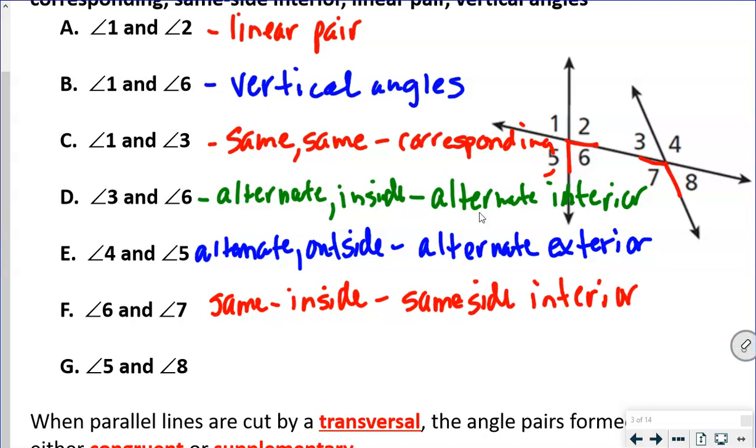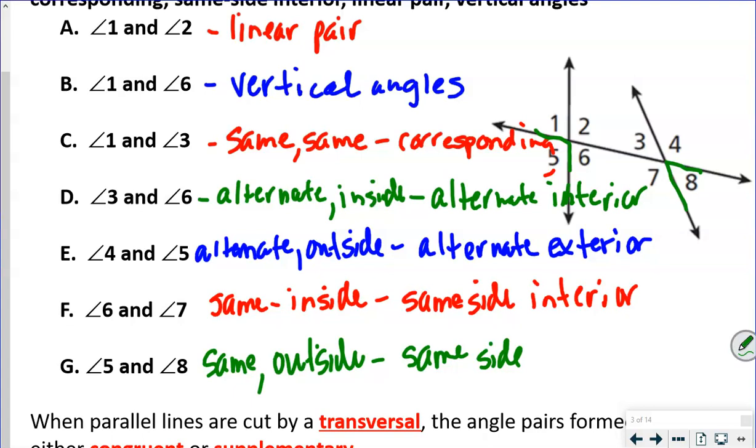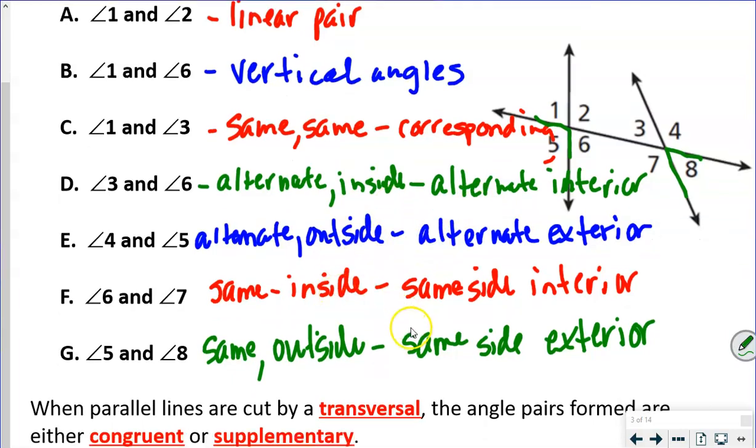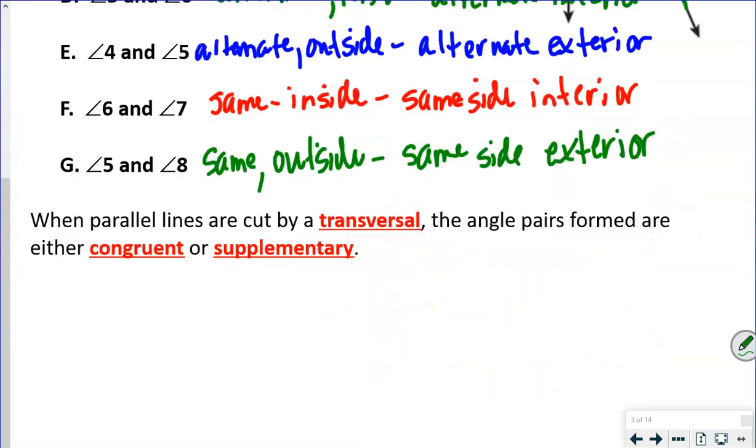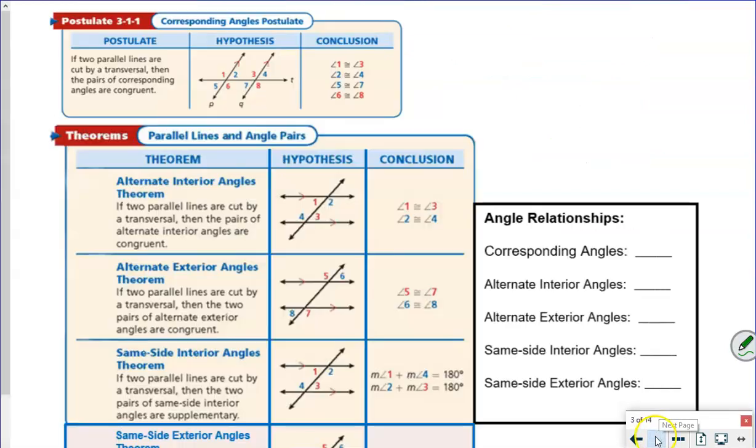Okay, and now our last one is going to be 5 and 8. So 5 and 8 are again on the same side of the transversal. So this is same side, right? And then outside the two lines, right? So same outside. So these are going to be same side exterior. So you can use just where they are to name them, okay? So when parallel lines are cut by a transversal, the pair of angles formed are either congruent or supplementary, and that's what we're going to talk about next, okay? Are they congruent or are they supplementary? So we're going to talk about that in a minute.